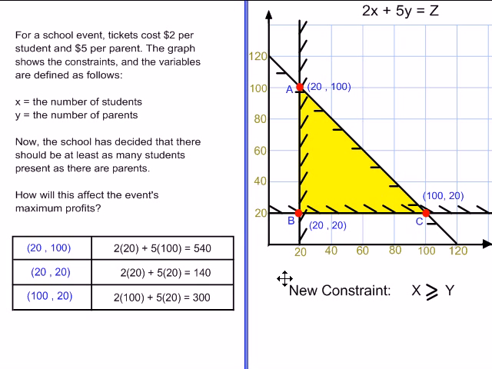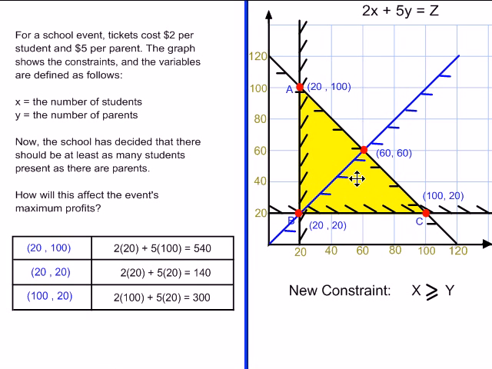I will not show the table of values because that is explained in other videos on this website. But if I were to graph this new constraint, this is what it would look like on my graph. The new line is this blue line, and it is shaded below and to the right.